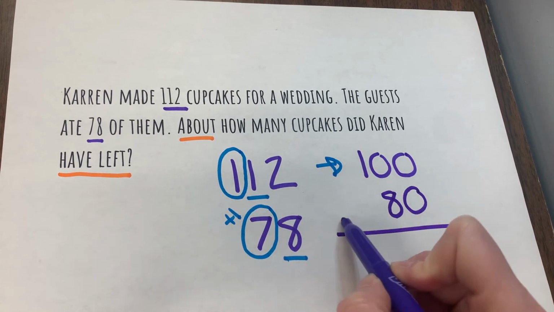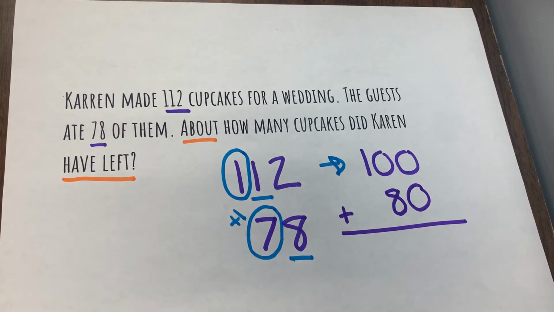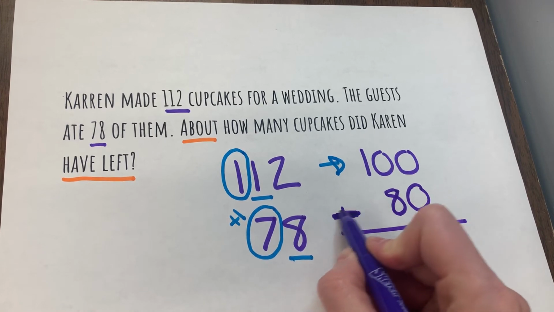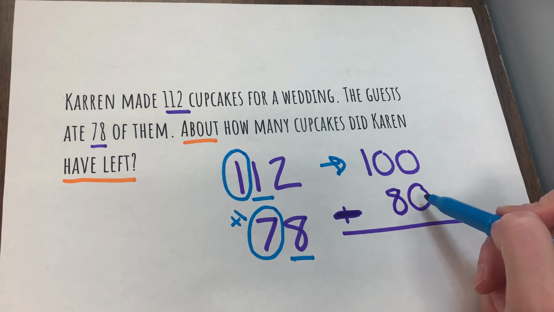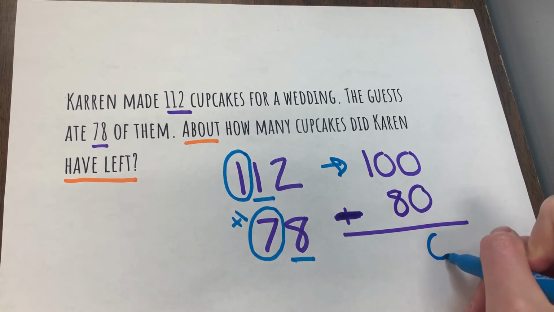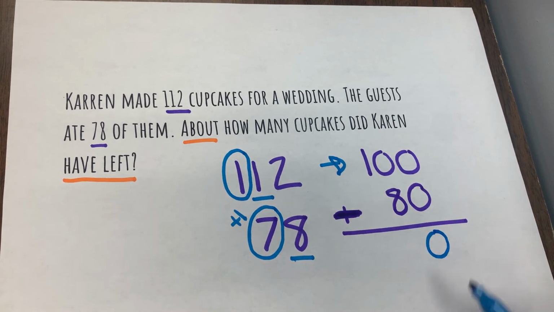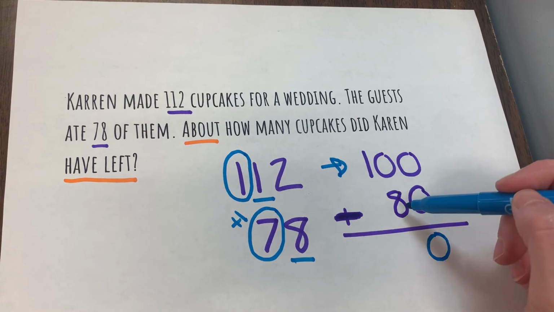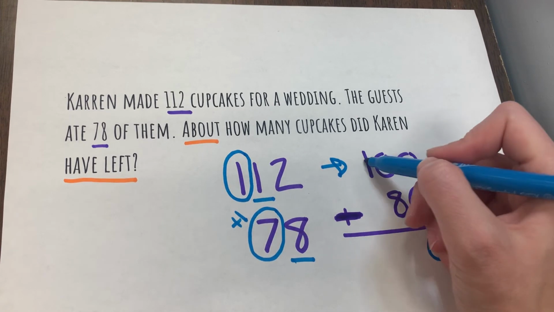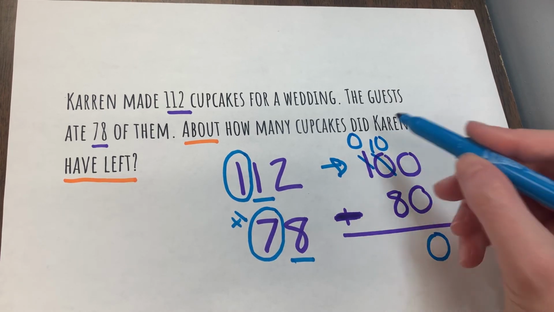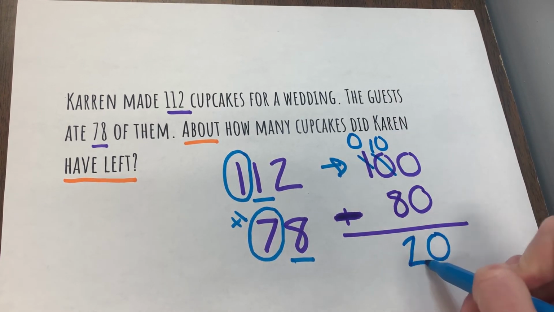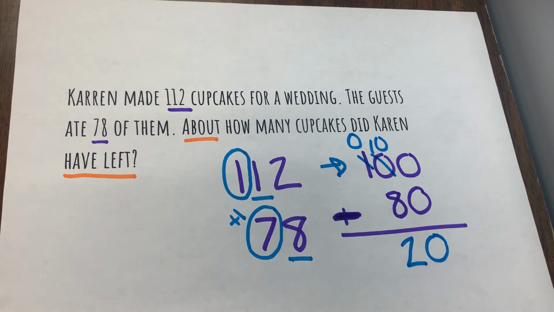Okay, now we can subtract. We're not adding, we're subtracting. 0 minus 0 is 0. Okay, we cannot do 0 minus 8. We need to borrow. The 1 becomes a 0. This 0 becomes a 10. 10 minus 8 is 2. So, about how many cupcakes did Karen have left? She had about 20 left.